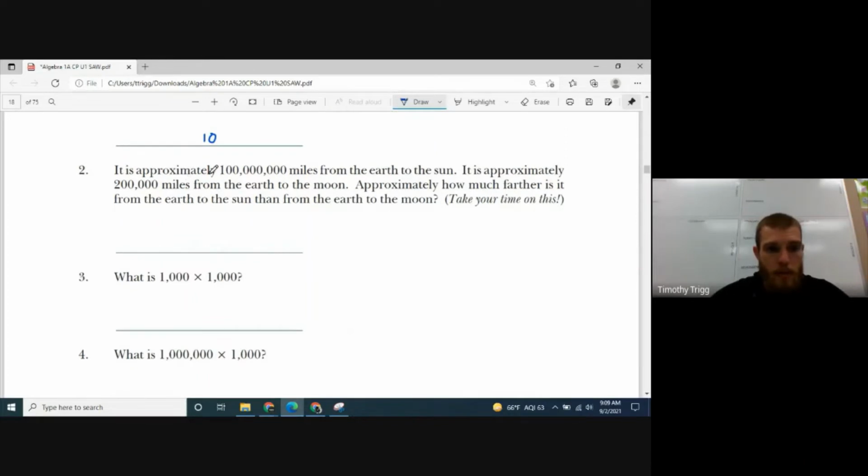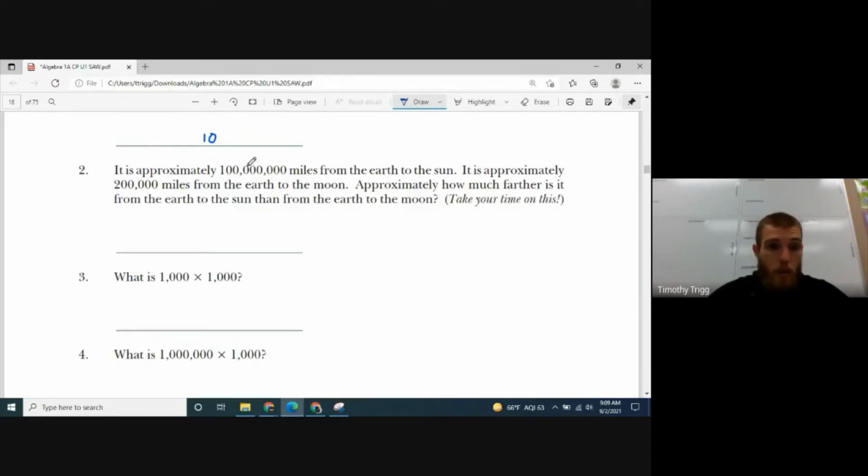It is approximately 100 million miles from Earth to the Sun. It is approximately 200,000 miles from the Earth to the Moon. Approximately how much farther is it from the Earth to the Sun than from the Earth to the Moon? So again, we're dividing here.